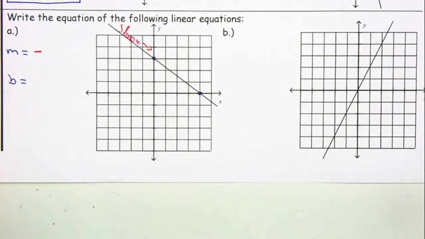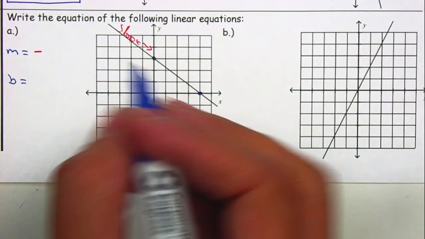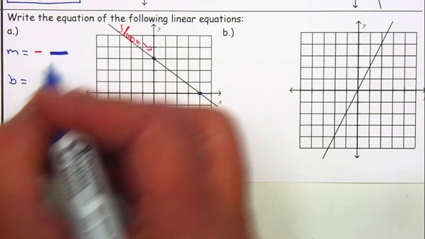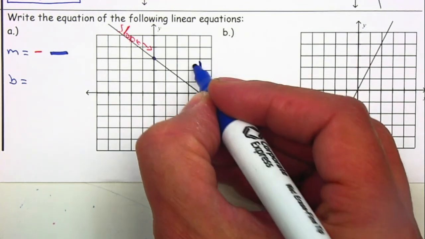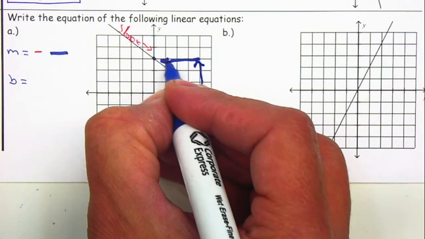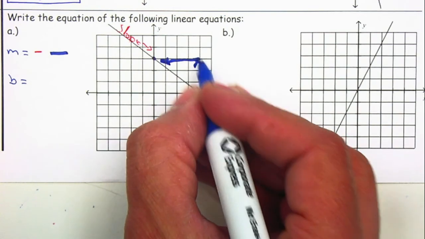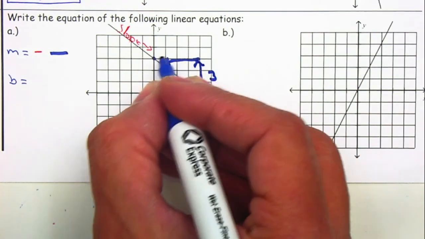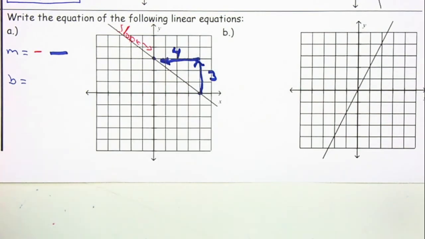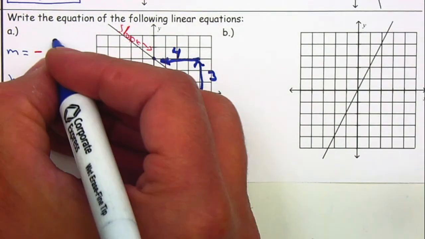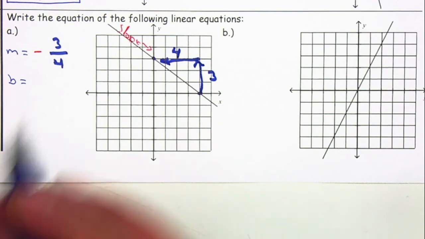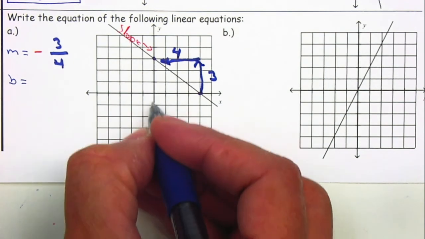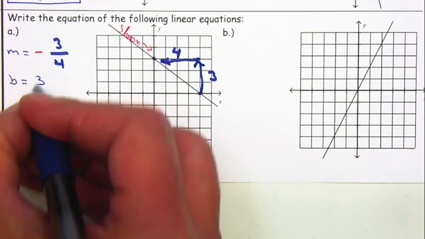Now, I need to use my slope triangle to find the rise over the run. I'm going to start with the lowest point. I'm going to go rise over run. So 1, 2, 3 over 1, 2, 3, 4. So it'll be 3 over 4. Now, B is where the line crosses the y-axis, so the B is at 3.